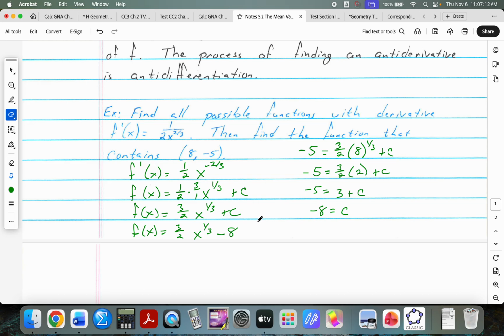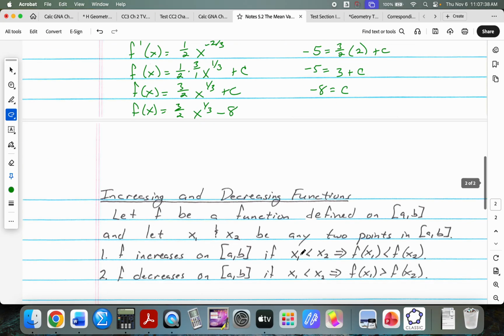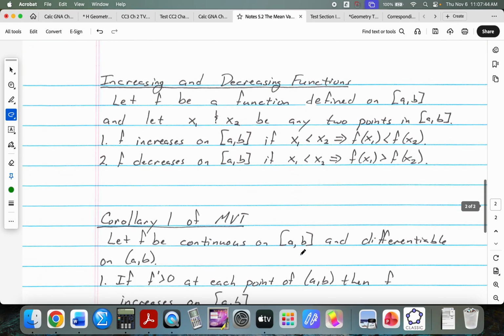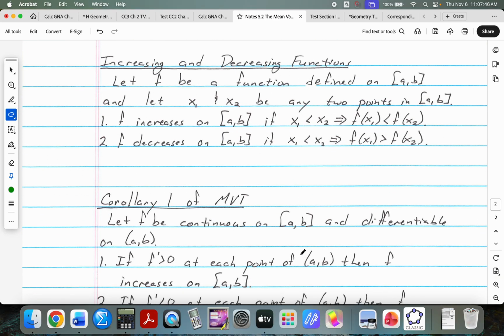And you can always check these. That's one of the nice things about an antiderivative, is that you can check it by taking the derivative. If you take the derivative of this, you're going to get 1/2 x to the -2/3, and the minus 8 is going to drop off because the derivative of a constant by itself is 0. All right, so that's one thing that's in this section. We'll go ahead and turn that over and we'll look at something else that's in this section.